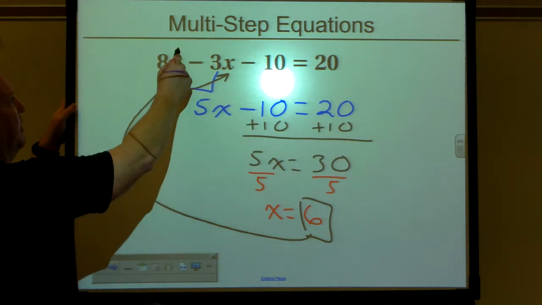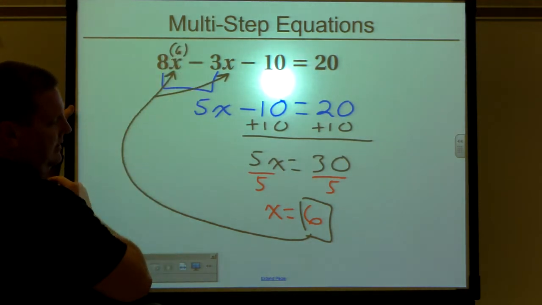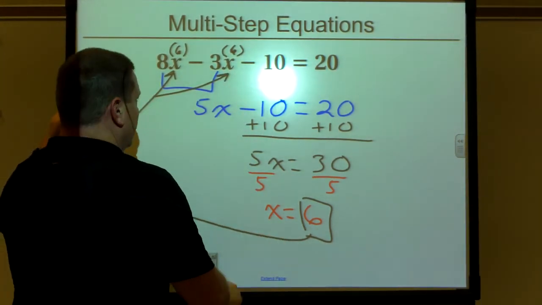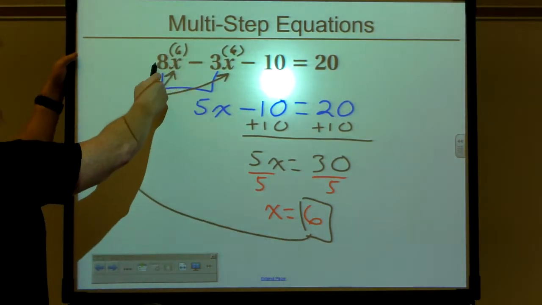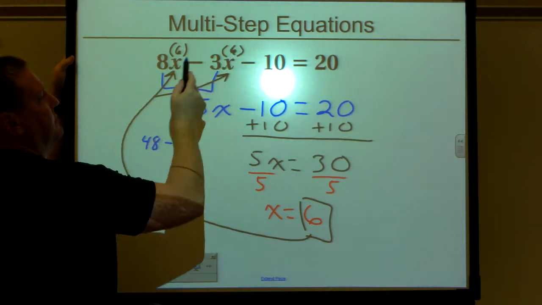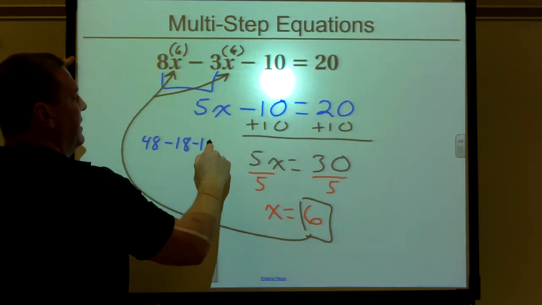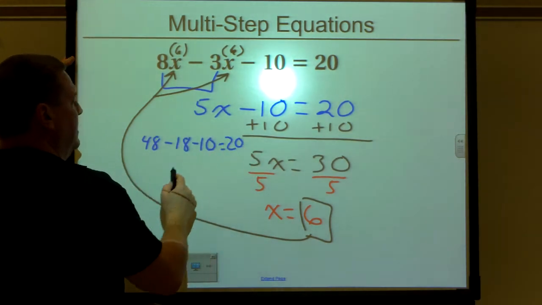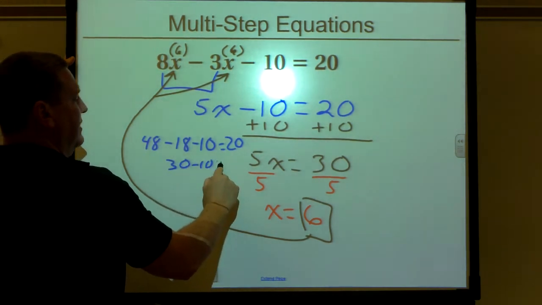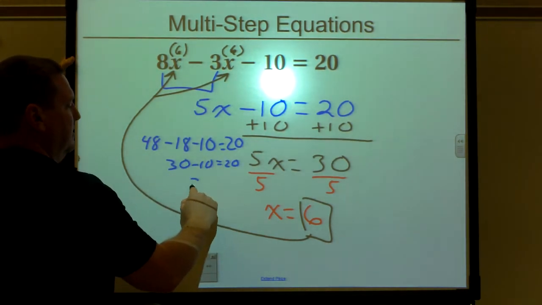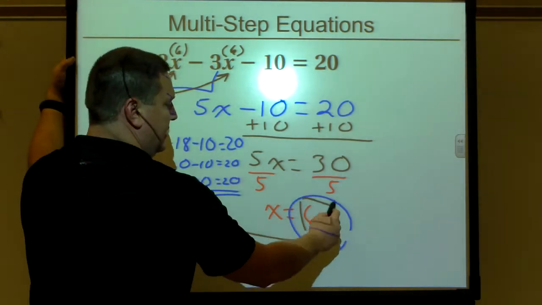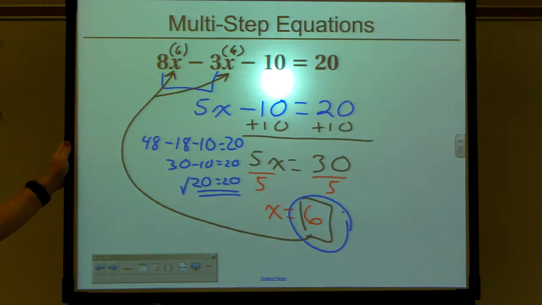So if I put a 6 in place of x, in both of these cases here, then we have 6 times 8, which is 48, and 6 times 3, which is 18, minus 10 is equal to 20. I have 48 minus 18, which is 30, minus 10 equals 20, and 30 minus 10 is 20 equals 20. Since that checks out, we know that the answer is x equals 6.